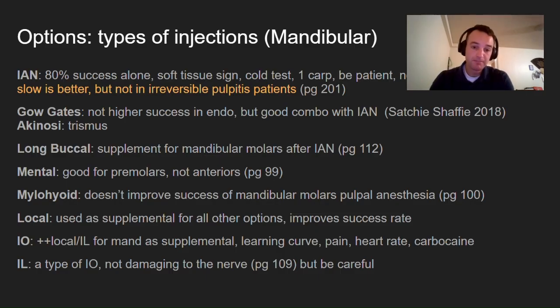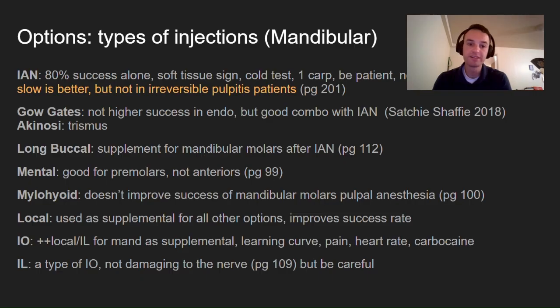Okay, Gow Gates. People love saying, "Oh, you should try Gow Gates." It is a great injection. According to Cohen, it's not actually more successful alone in endodontics than the IAN, but it's a great combination to do with the IAN. An example would be you give a regular IAN block, and they're not showing the lip sign that you want, or they're not showing good pulpal anesthesia.